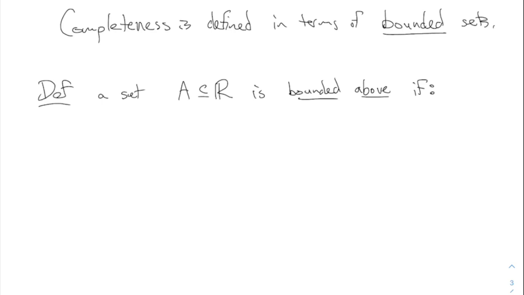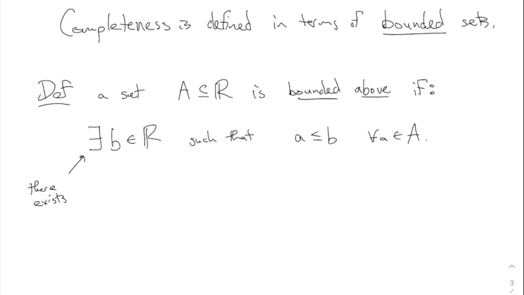There exists some number B in R. I hope you're familiar with this thing. That means there exists such that a is less than or equal to B for all a in A. You look real fancy if you use the there exists and the for all in the same sentence. This is what bounded above means. There is some number, B. B is for bound. That's the upper bound, such that a is less than or equal to B for every a in the set A. That means all the numbers in your set are less than this number B.